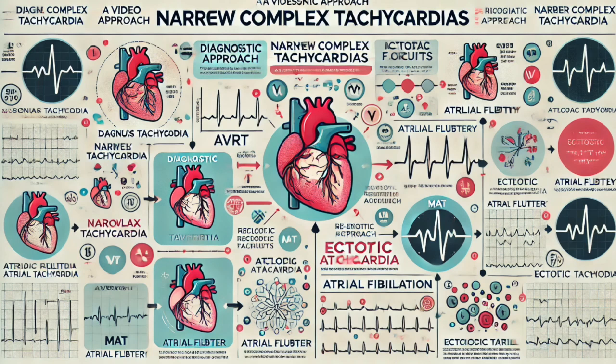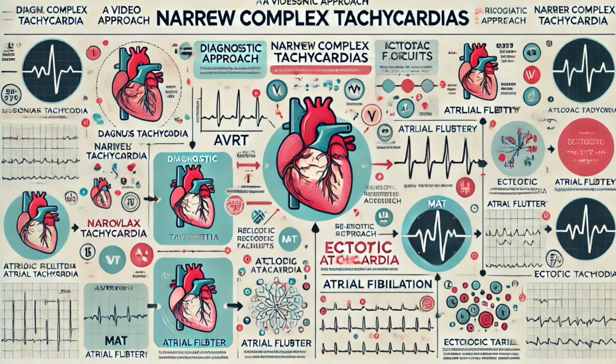Okay, so in this episode, we'll be talking about narrow-complex tachycardia arrest, usually less than 120 millisecond. We're going to start with the diagnostic approach. Always determine the QRS width and assess the rhythm, whether it's regular or irregular, and we're going to look for P waves to do that, location, axis, morphology, and always compare to baseline ECG.